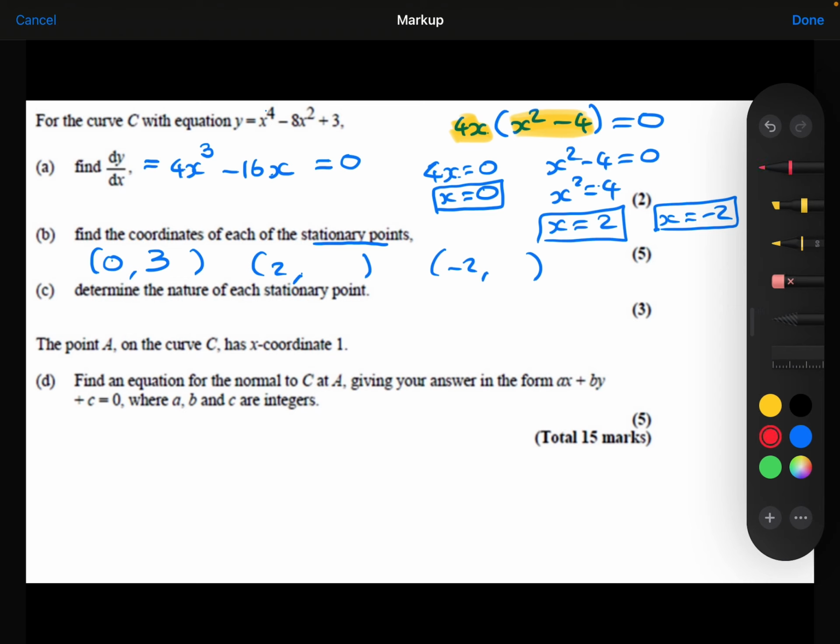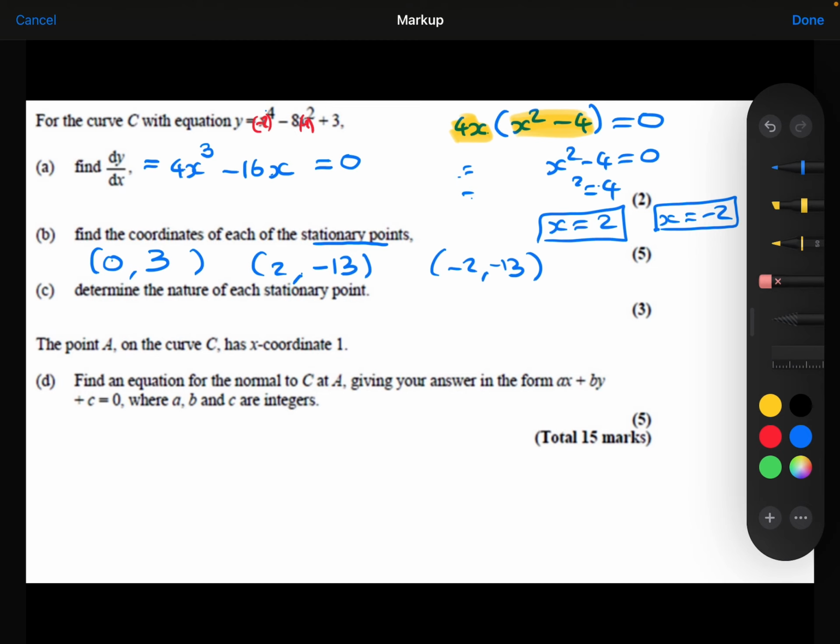If I now substitute 2 in, I get 2 to the power 4 minus 8 times 2 squared plus 3, which is minus 13. And then finally, if we do the same thing with the minus 2, so we do minus 2 to the power 4, minus 8 lots of minus 2 squared plus 3, we actually get minus 13 again. So these are the 3 coordinates of my stationary points.